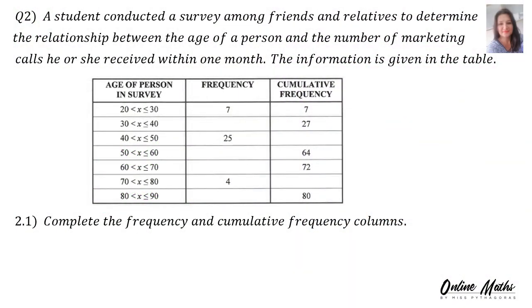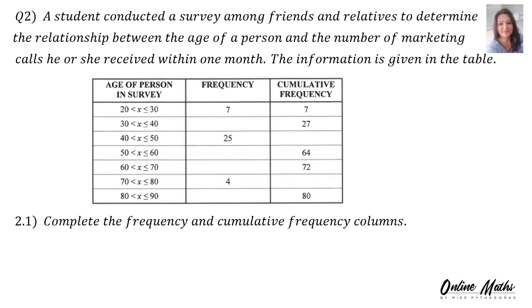Question 2. A student conducted a survey among friends and relatives to determine the relationship between the age of a person and the number of marketing calls he or she received within 1 month. The information is given in the table. The question: complete the frequency and cumulative frequency columns.